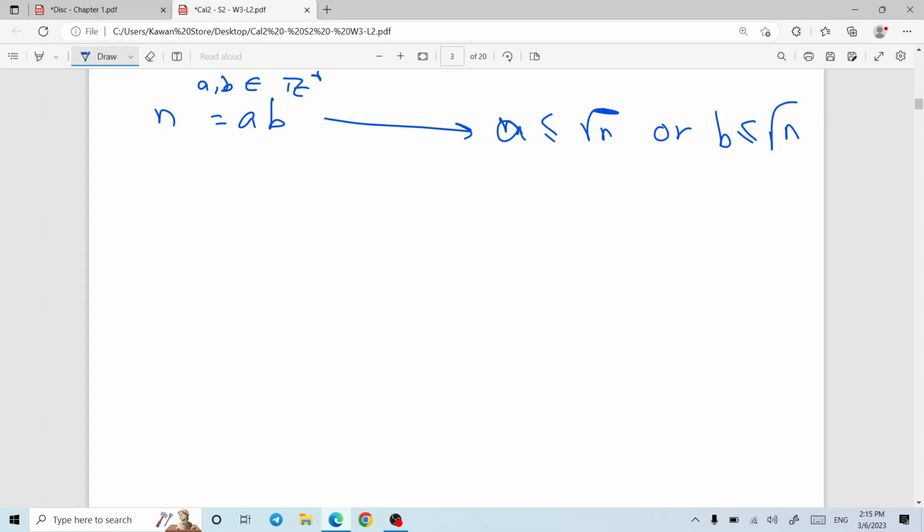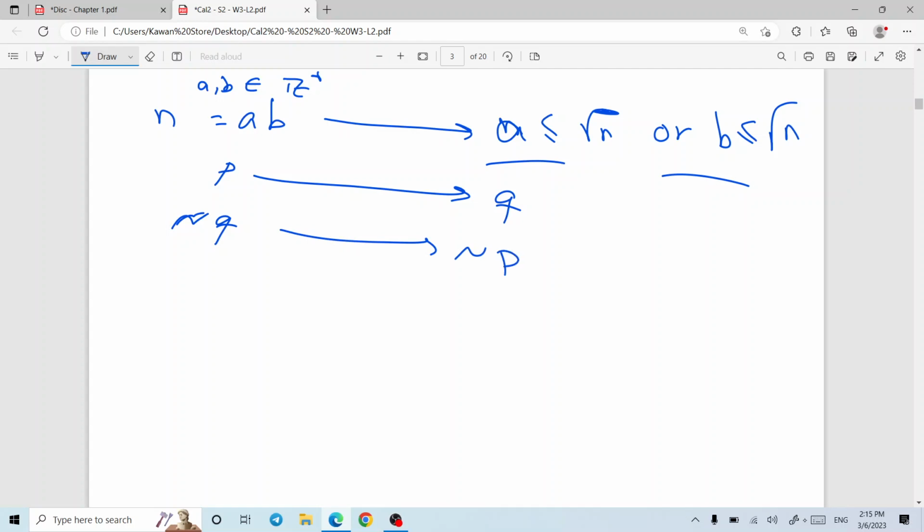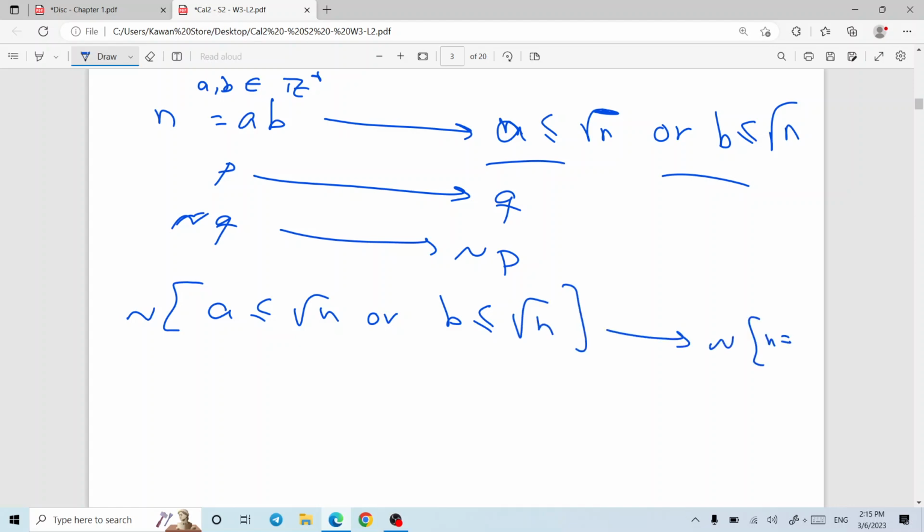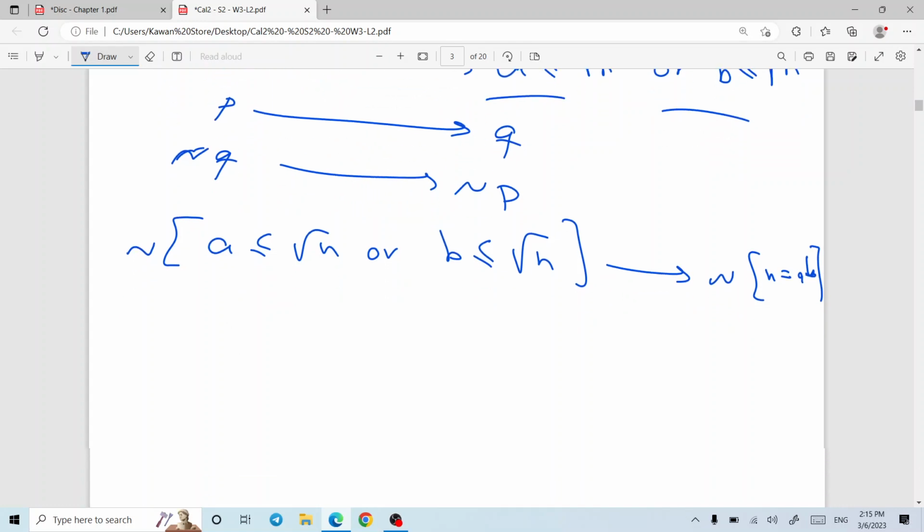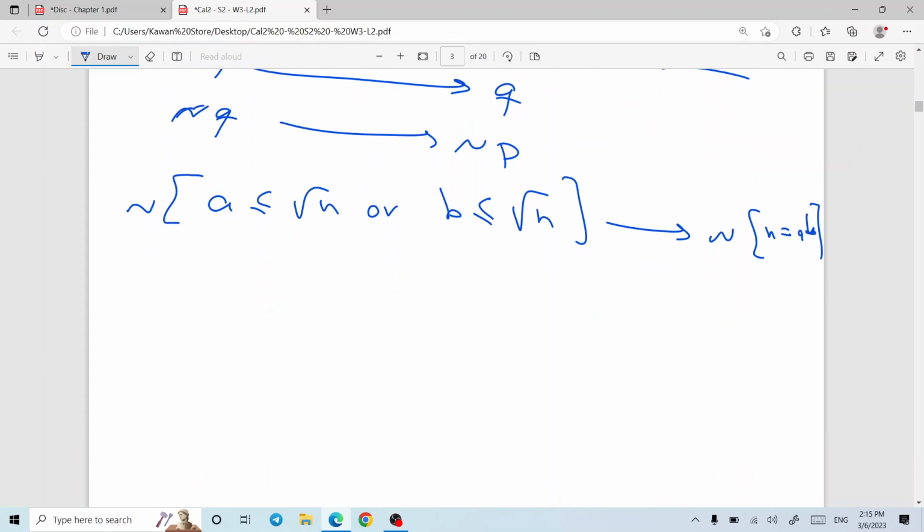You cannot decide directly, maybe. N equals AB, so how do I decide that one is less than that? You can see it's not easy, right? So I'm going to use the contrapositive. Say here's P implies Q. So I'm going to use negation Q to negation P. Show me negation Q is what? Directly I'm going to write: the negation of A less than or equal to the square root of N or B less than or equal to the square root of N, then the negation of N equal to AB. Tell me, the negation of the left side is equal to what?